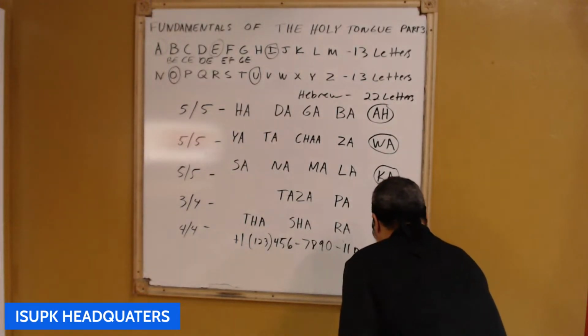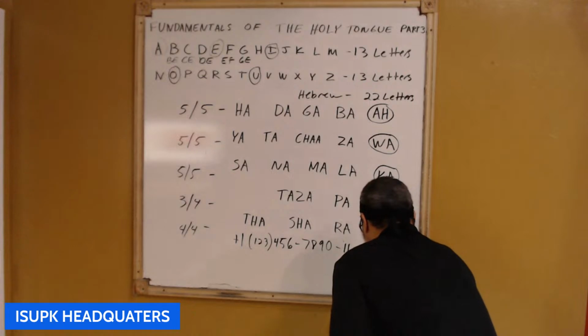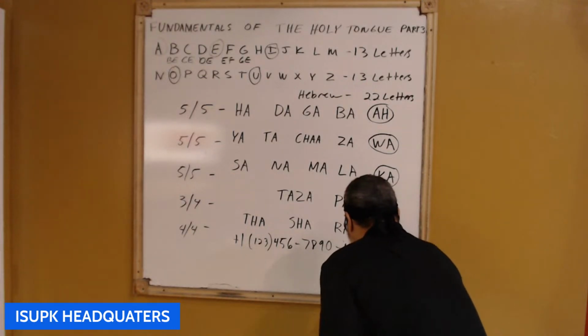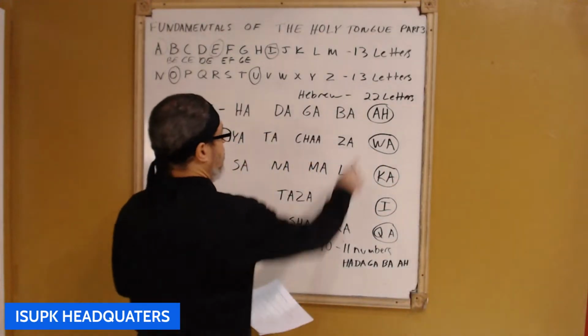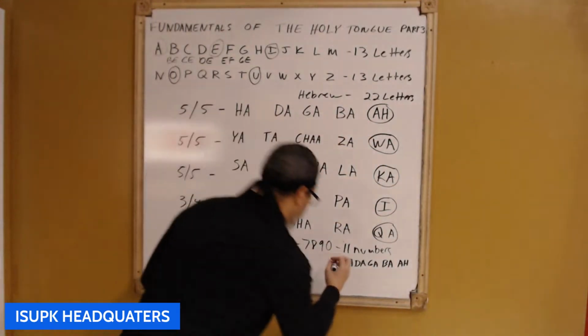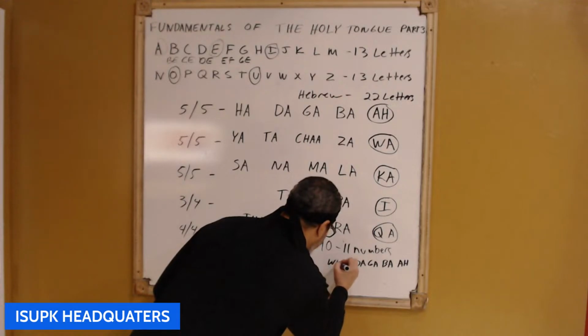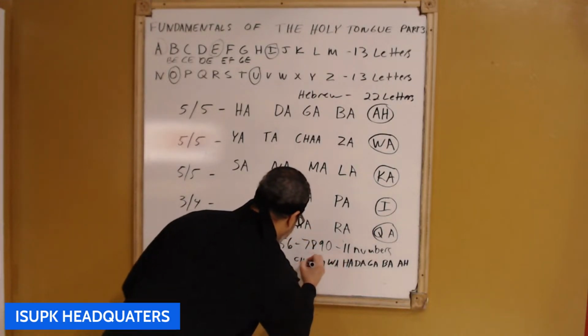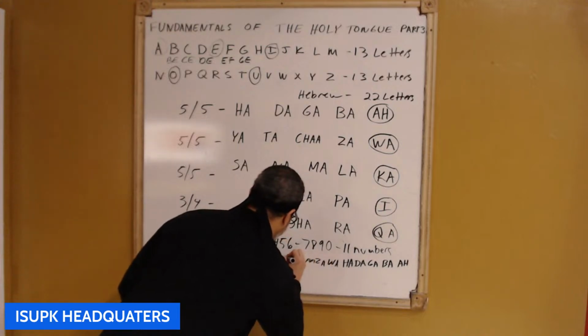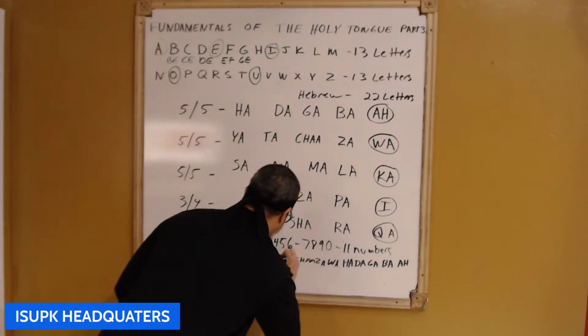A, ba, ga, da, ha. A, ba, ga, da, ha. Wa, za, ka, ta, ya.